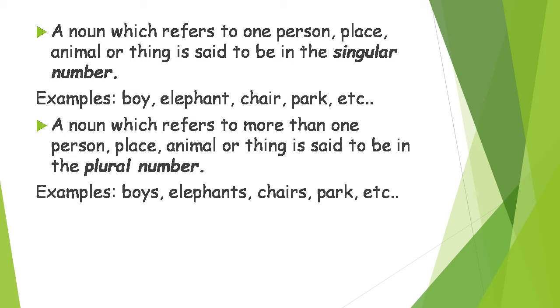The next is a noun which refers to more than one person, place, animal, or thing, which is said to be a plural noun. When we are speaking of more than one, that is two or three or four and so on, such things, places, animals, or persons are known as plural nouns. For example, boys, elephants, chairs, parks, etc.